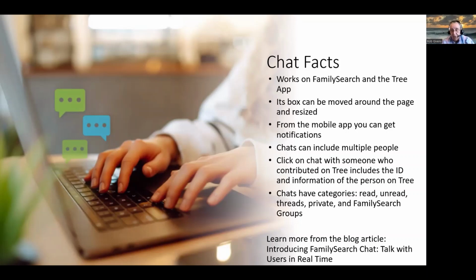Chats have categories. You can filter them to read, unread, or threads, or private, or FamilySearch groups. Because see, in these groups, you can chat. So this is a way to get over to the chats for a certain group if you're not in that group at the time. And there's a blog article introducing FamilySearch chats. And you can go to that blog article and it will give you more information on the chats.